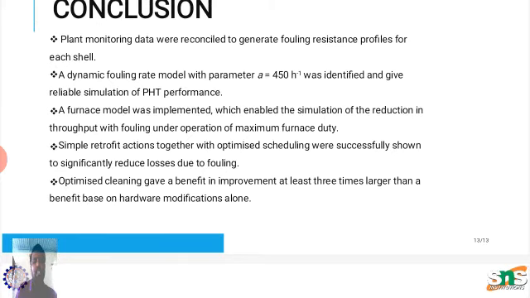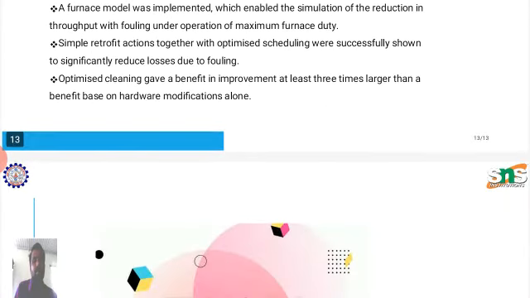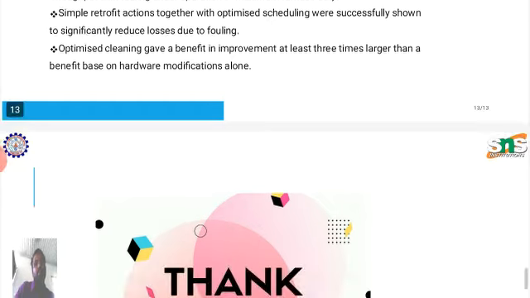Simple retrofit actions together with optimized scheduling were successfully shown to significantly reduce losses due to fouling. Optimized cleaning gave a benefit at least 3 times larger than the benefits based on hardware modifications alone. These are the case studies on retrofitting heat exchangers and revamping preheat trains subject to fouling. Thank you.